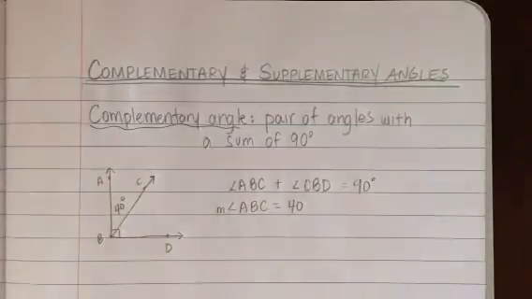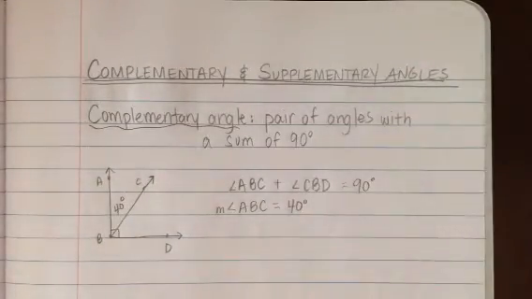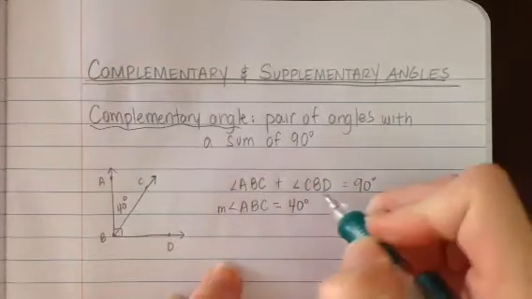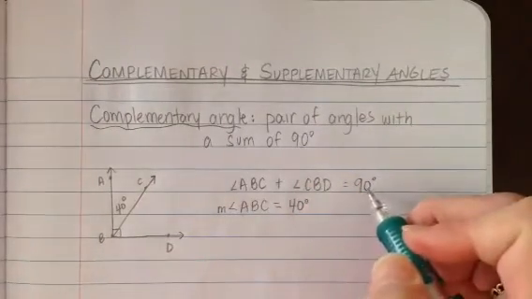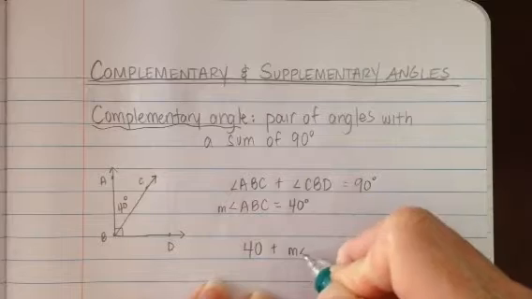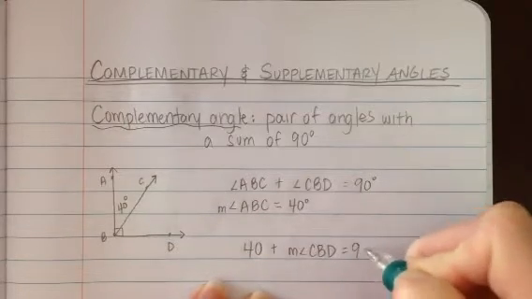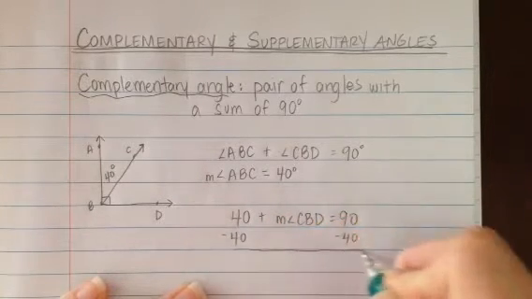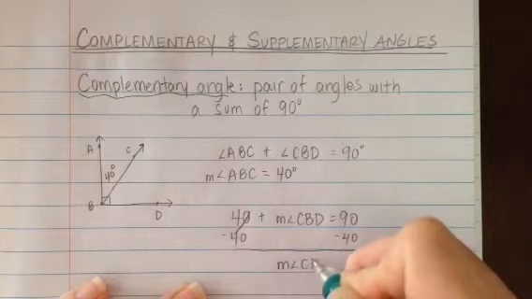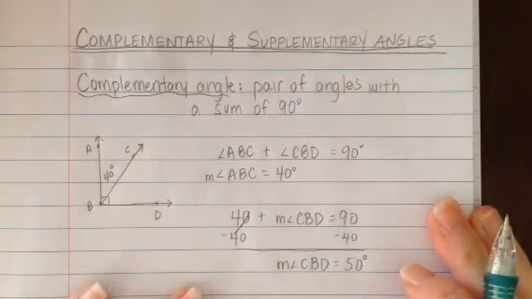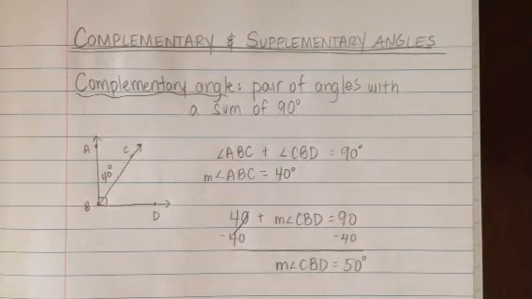So then what is the measure of angle CBD going to be? Well, in order to figure that out, we could do it with a little algebra. We know that 40 degrees plus whatever that is going to equal 90, so we just subtract. Let me show you algebraically. 40 plus the measure of angle CBD has to equal 90, so all you're doing is subtracting 40. And you see that the measure of angle CBD is 50 degrees. Okay, so that is complementary angles, a pair of angles that add up to be 90 degrees.